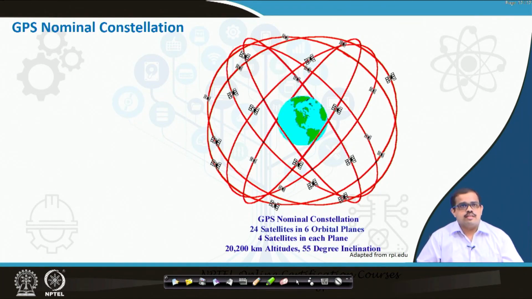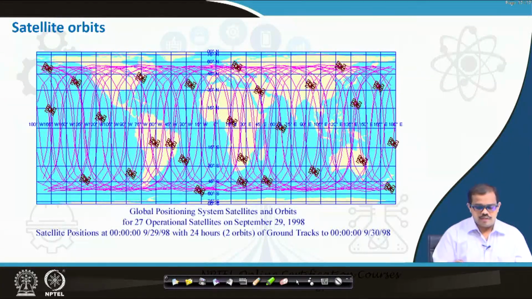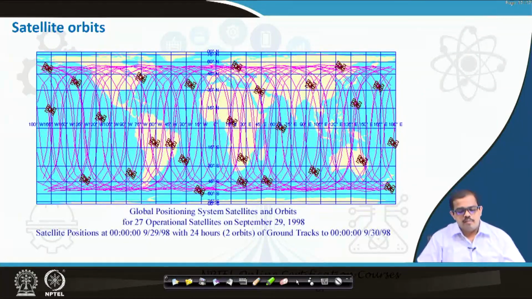So, this is the nominal constellation of the satellites. As I explained, you have 6 orbital planes, and every satellite is at a 55-degree inclination from the equator. This is how the satellites orbit, and at any point on the Earth's surface, you can see at least 4 satellites at that particular point of time. This image was taken on 29th September, when 27 satellites were operational.